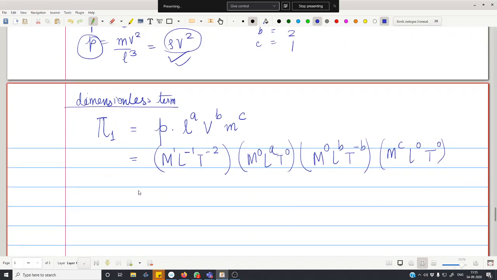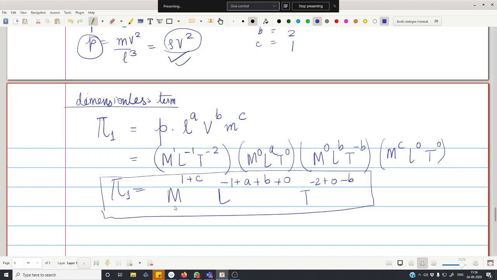Let us now collect all the terms. So it is M to the power 1 plus C. What is L to the power going to be? Minus 1 plus A plus B plus 0. And what is T to the power going to be? Minus 2 plus 0 minus B. Okay. So essentially, if pi 1 is supposed to be a dimensionless quantity, each of these exponents has to be what? 0. Good. So each exponent has to be 0.